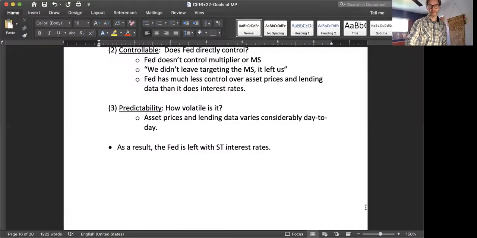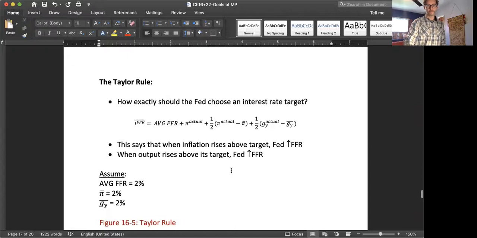How exactly does the Fed choose a target federal funds interest rate? How does the Fed decide what it's going to set the federal funds interest rate at? There is a theory about how the Fed should do this, and it's called the Taylor rule. Let me show the Taylor rule to you. It looks kind of complex at first blush, but I don't think it actually is.